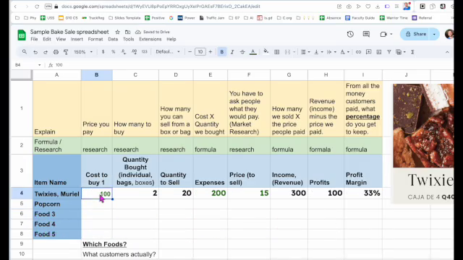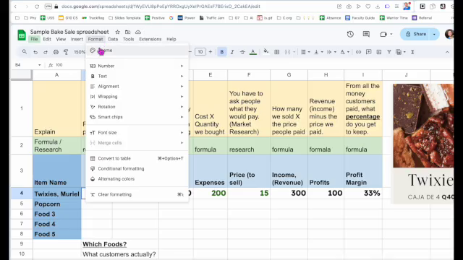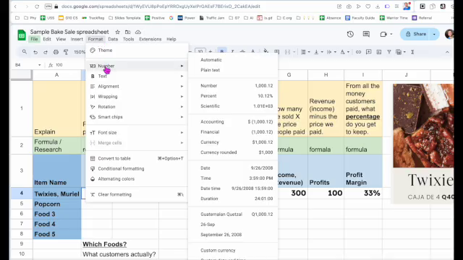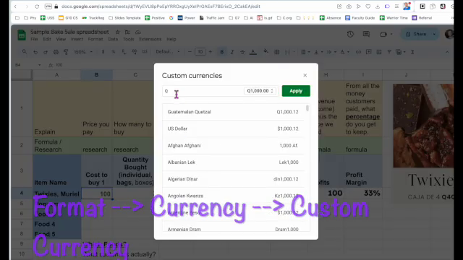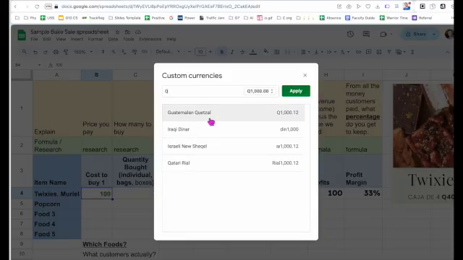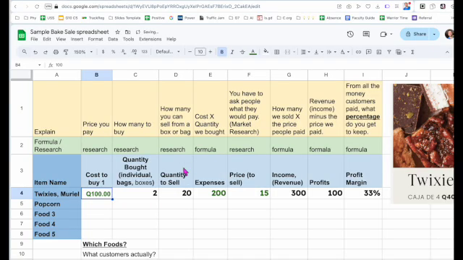Instead, you'll take this box right here and you go up to Format on this menu here, Number, go all the way over to Custom Currency down here, and then you can type in Q and it'll bring up Guatemala's currency, and we click there and we apply it. Now, we're going to apply it here, so I do a redo button, and this is money, so I do a redo button. This is money, and this is also money. So I do a redo button again.